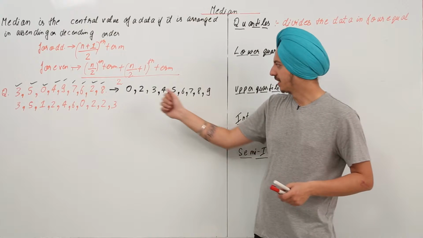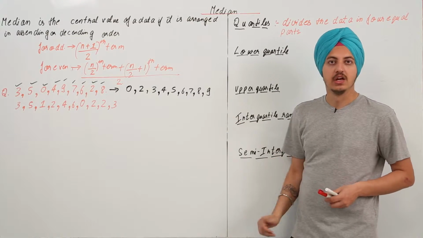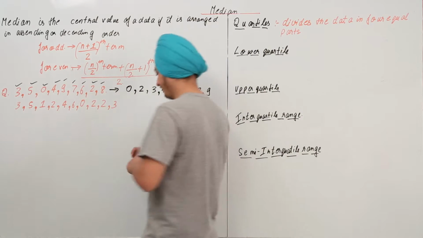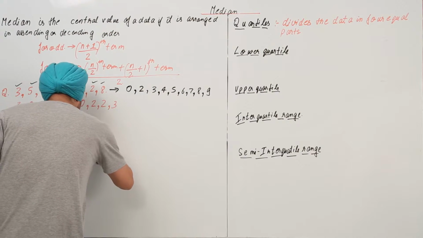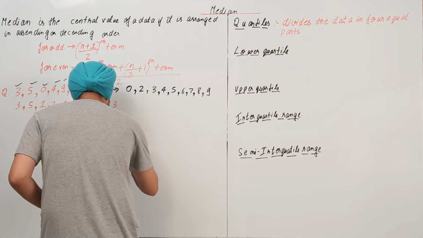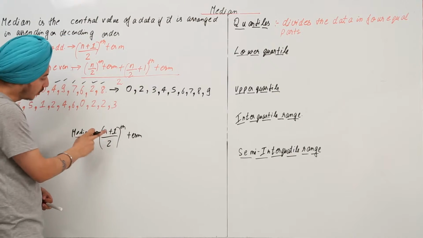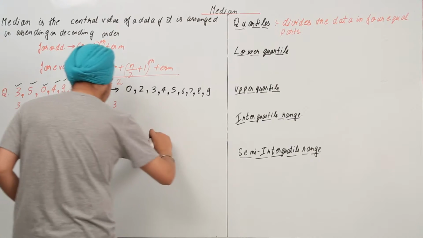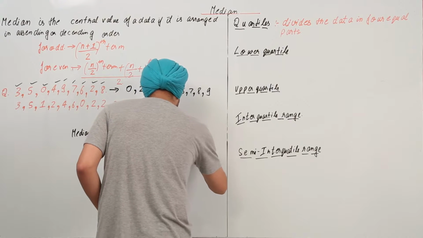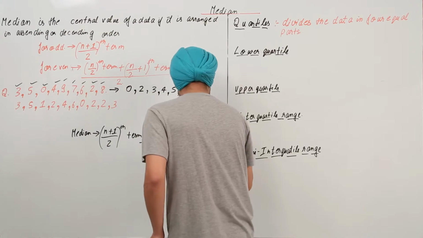So how many numbers are there? 1, 2, 3, 4, 5, 6, 7, 8, 9. Now if there are 9 numbers, the numbers are odd. So how do we calculate? The median is n plus 1 divided by 2, this term, right? So n is 9. That means over here the n plus 1 by 2th term is equal to 10 by 2, that is equal to the 5th term, right?